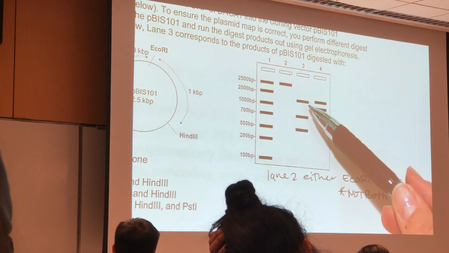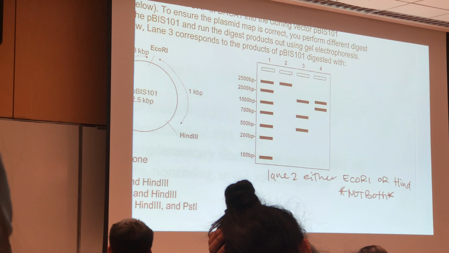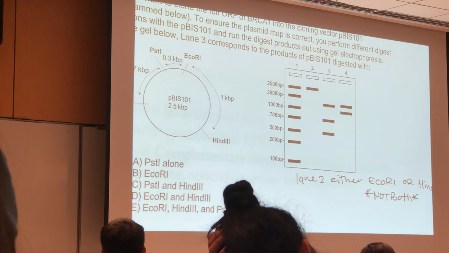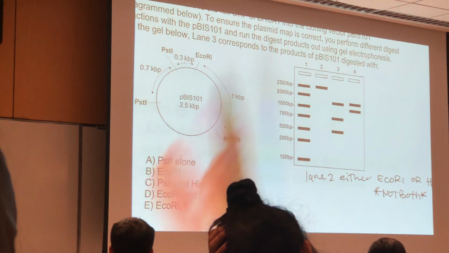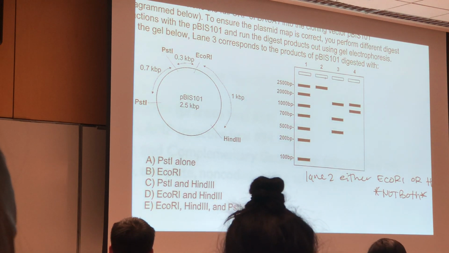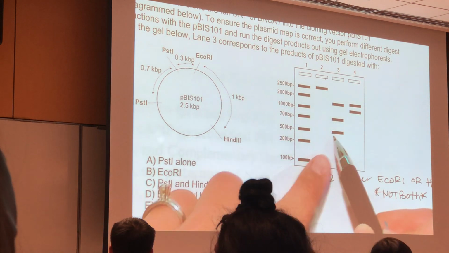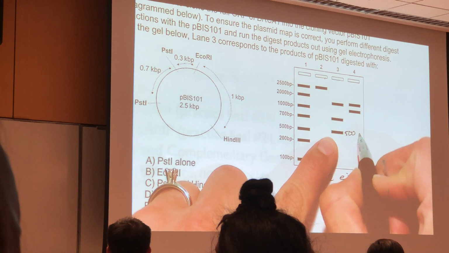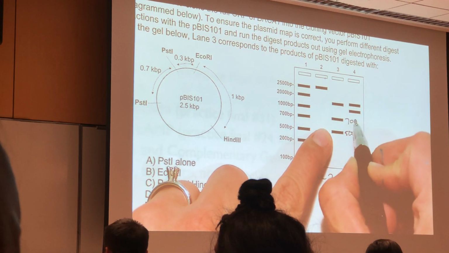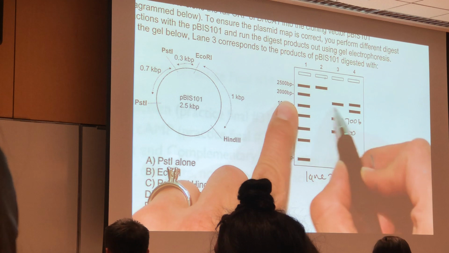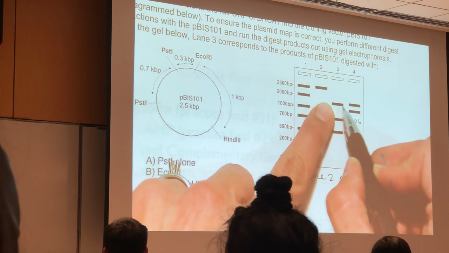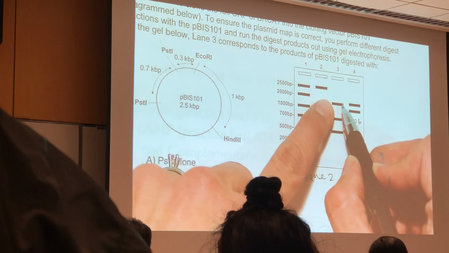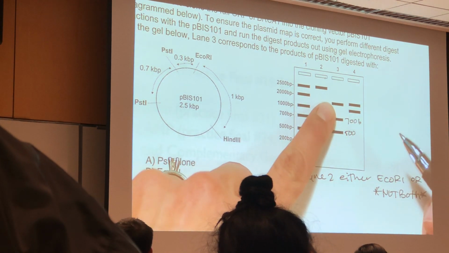Lane 3, we have 1, 2, 3 fragments. Tetris. Trial and error, chop it up. What fits? We have one fragment that's 500 base pairs. We have one that's 700 base pairs. And this one is between more than 1,000 and less than 2,000, 1,300, something like that.